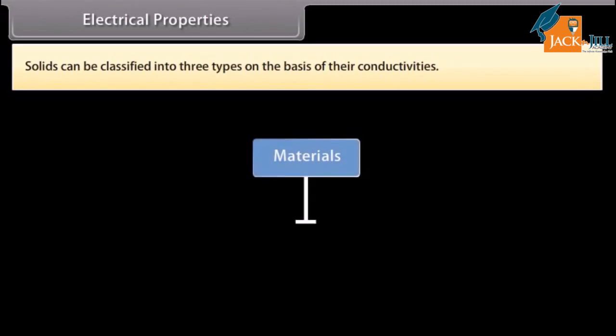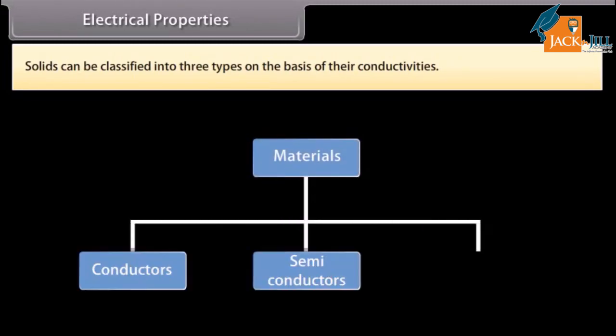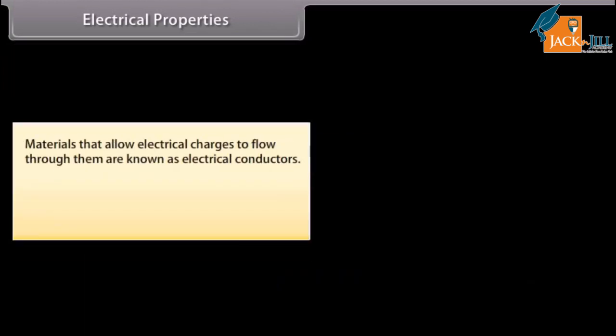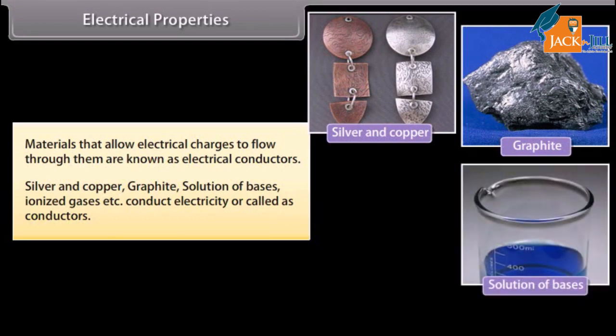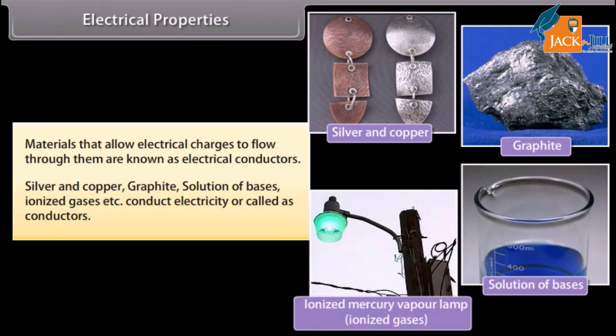Electrical properties. Solids can be classified into three types on the basis of their conductivities. Materials that allow electrical charges to flow through them are known as electrical conductors. Silver and copper, graphite, solutions of bases, ionized gases, etc. conduct electricity and are called conductors.